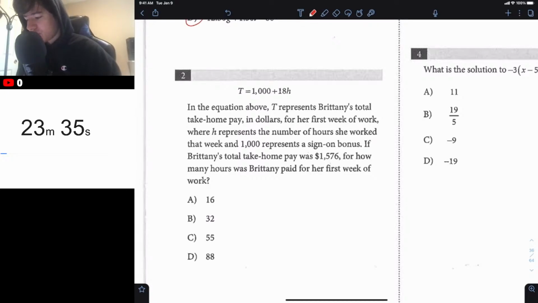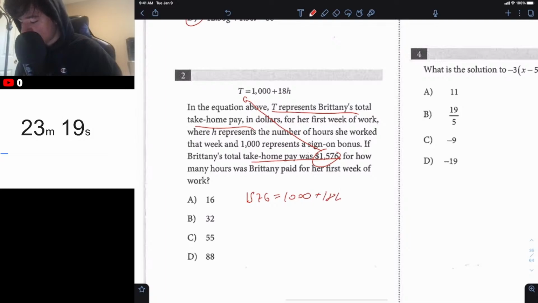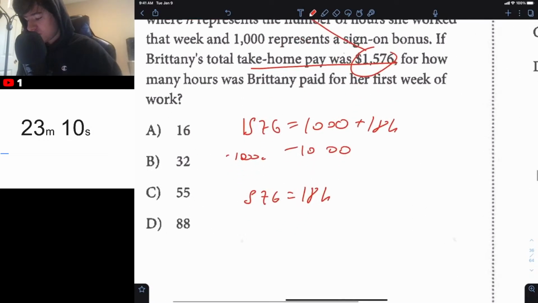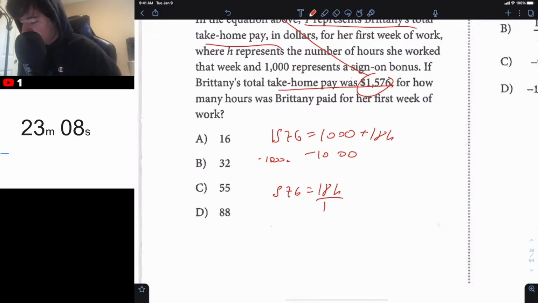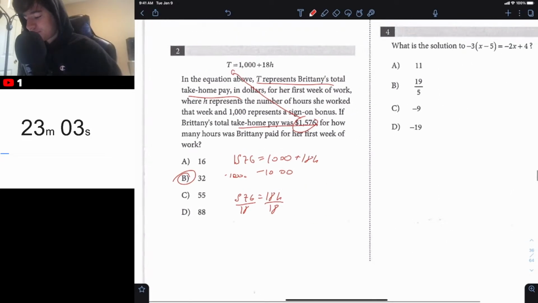All right, cool. So they tell us T represents Brittany's total take-home pay, and here they're telling us the take-home pay was $1,576, so just plug the $1,576 in. So $1,576 equals 1,000 plus 18H. Subtract 1,000 from both sides. We get 576 equals 18H. And if you divide by 18 on both sides, we should get 32 for H.